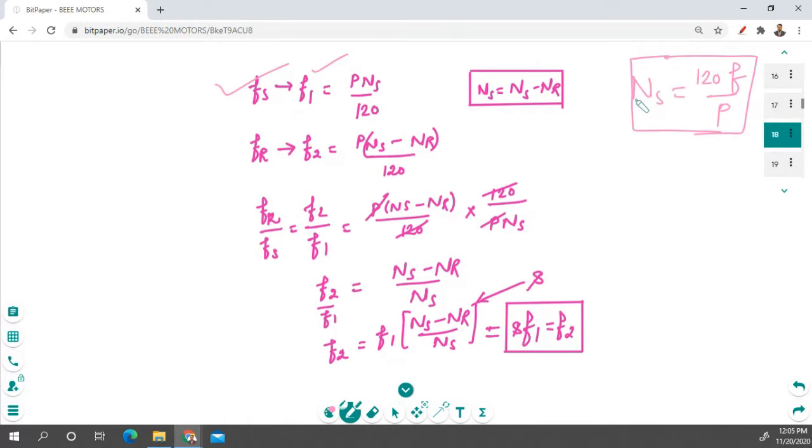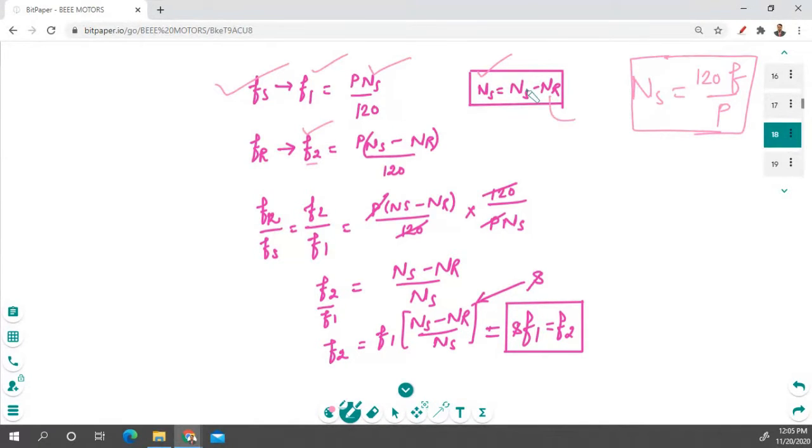From this expression we find out the frequency. So frequency can be calculated by rearranging this equation: P into Ns divided by 120, and this is the second frequency. How have we calculated it? We will put the value for this Ns. So what is Ns? Ns is the synchronous speed. How have we calculated synchronous speed? Synchronous speed minus actual speed.